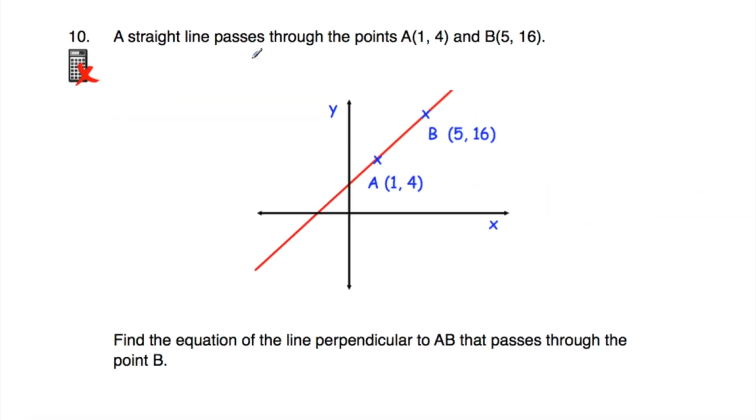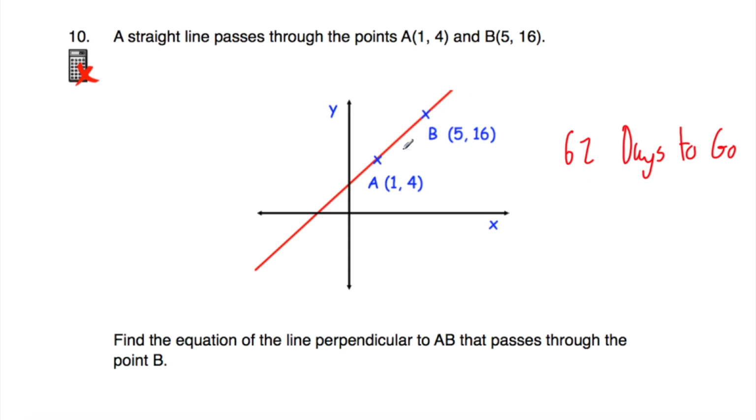Okay, question number 10. We've got this straight line that passes through the points A and B, and we've been asked to find the equation of the line that's perpendicular to AB and passes through the point B. So it's perpendicular lines, and if you need extra help on perpendicular lines, watch the video 62 days to go, which covers perpendicular lines.